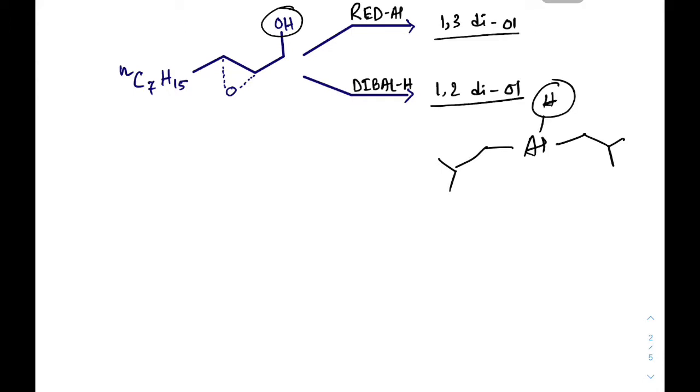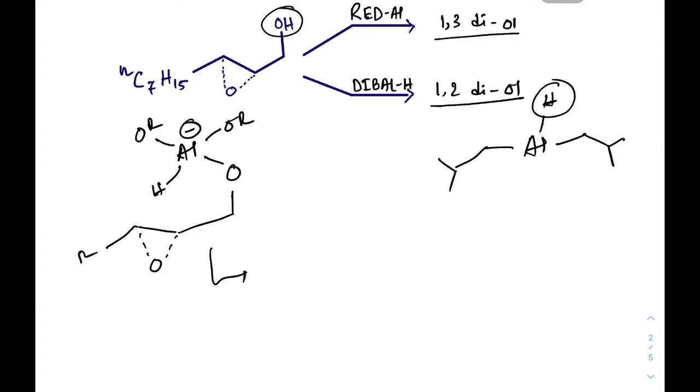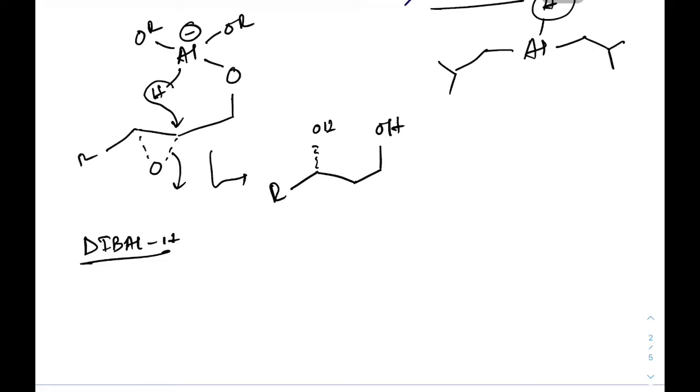As we have learned previously, this aluminium first chelates with the alcohol after doing acid base reaction, and after chelating, only one hydrogen is left in case of Red-Al, and therefore this hydrogen attacks over there through a 5-member transition state, and after that attack it opens the epoxide ring and gives this type of 1,3-diol product.